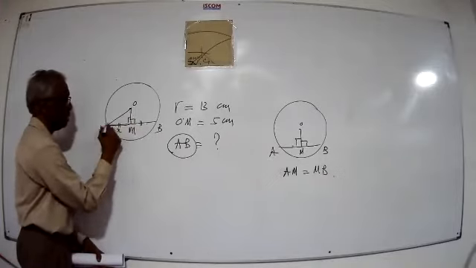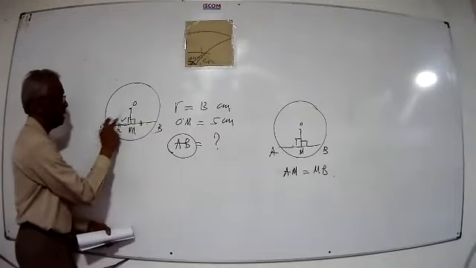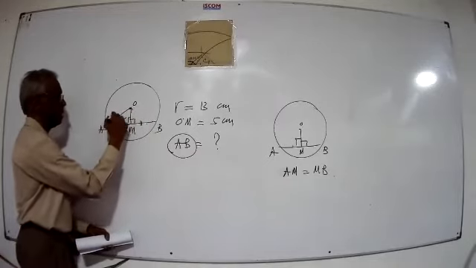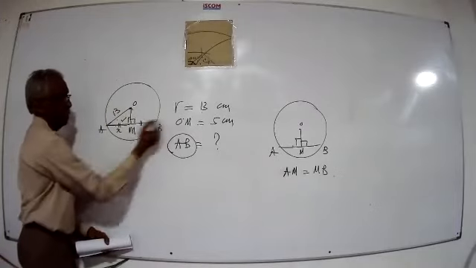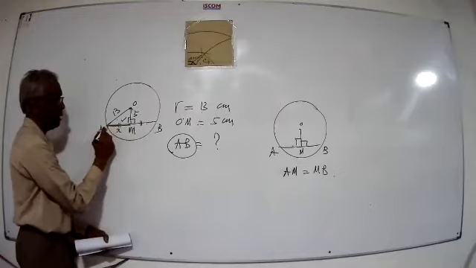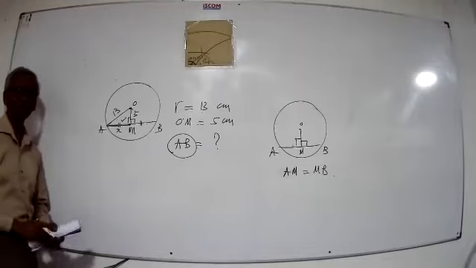Join this one, apply Pythagoras theorem for this small part. If you join this side, you can apply Pythagoras theorem for this part. This is 13 given. This is 5 given. You have to find this. Then the Pythagoras theorem.